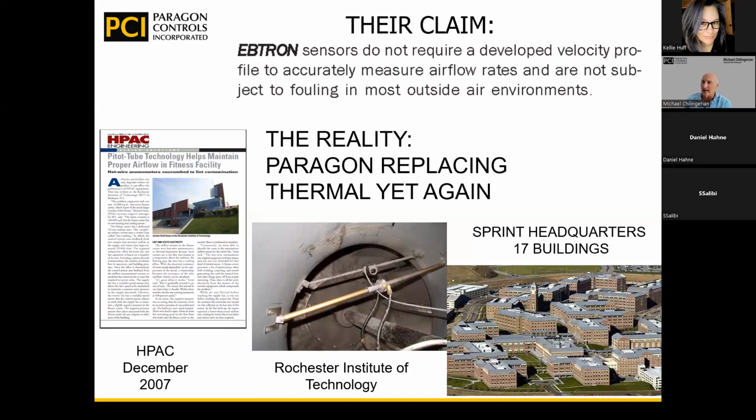Sprint headquarters had an issue with outside airflow measurement. We redid their whole campus, 17 buildings. Right now I'm involved with a lot of jobs in Sacramento for Sutter Institute. Mayo Clinic is doing it across the country. So people who made the misstep of doing thermal are changing over to what we're doing. I'm sharing with you our experience.